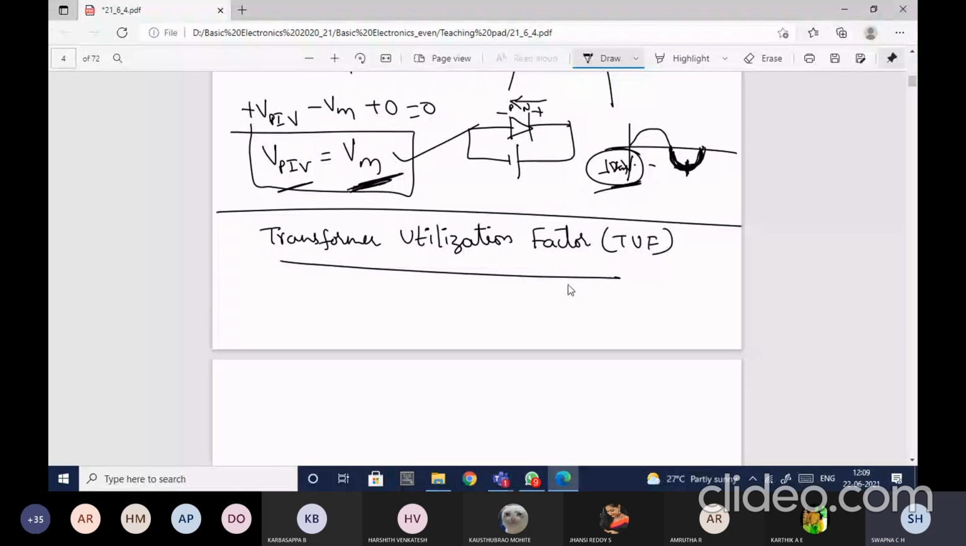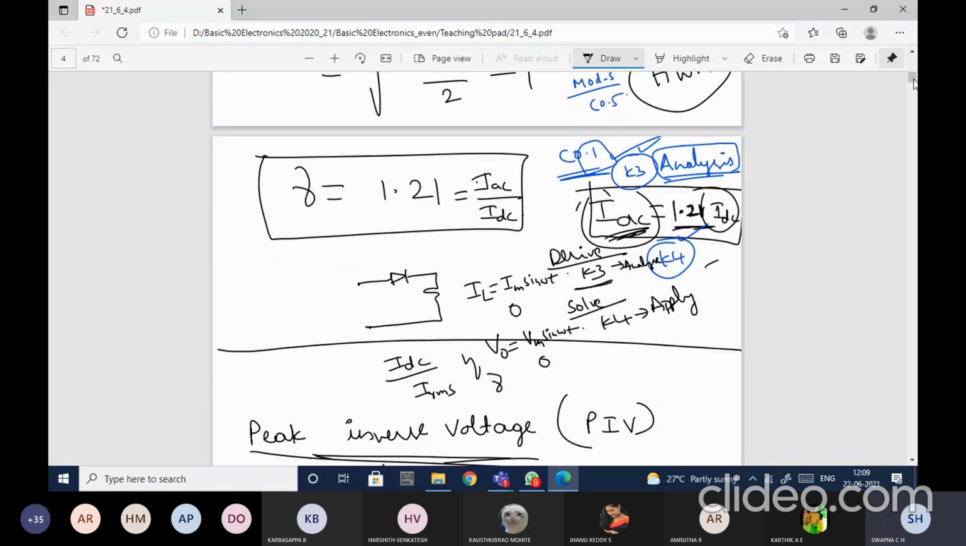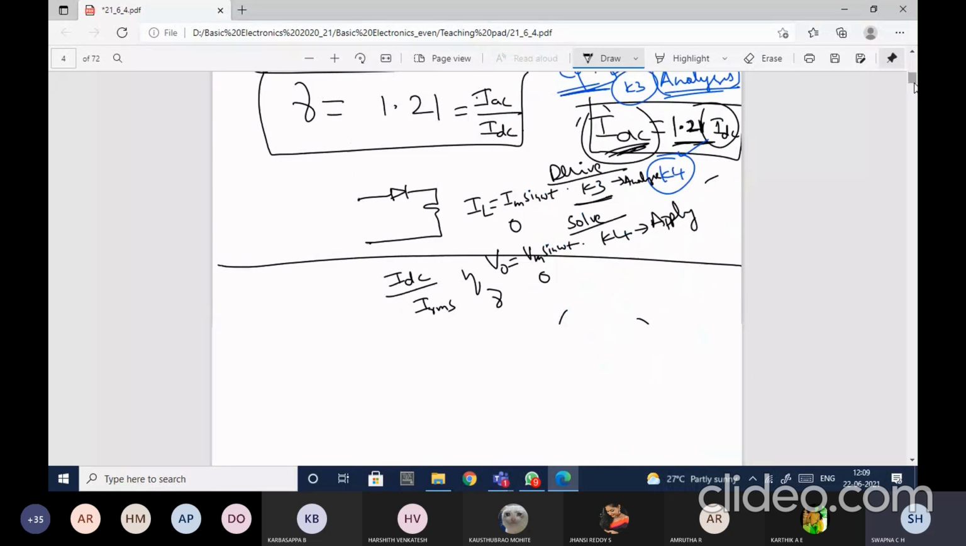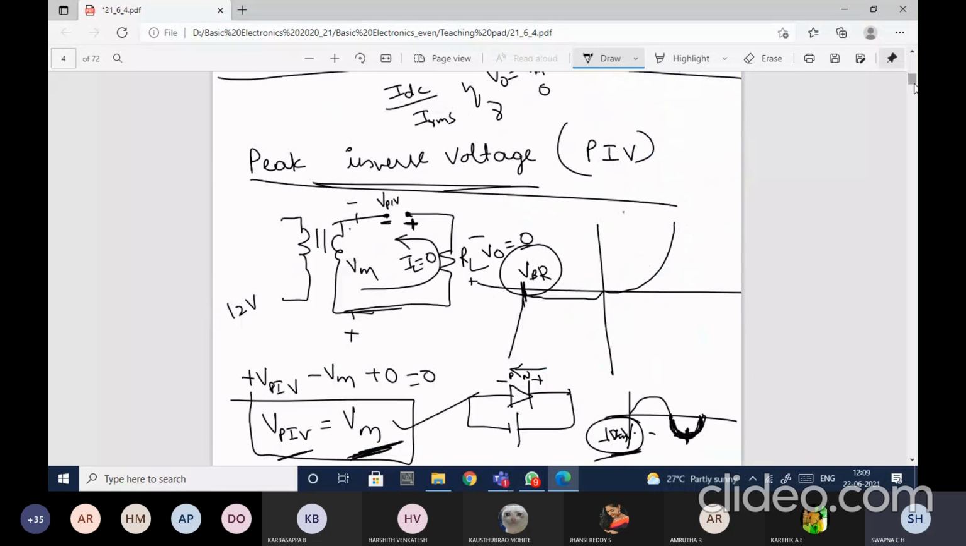Okay, so transformer utilization factor. From the name itself, it says how efficiently the transformer is utilized. When we took the half wave rectifier circuit, I told you that we are using a transformer. So how efficiently is this transformer utilized? That factor you need to find out, and that is given by TUF.